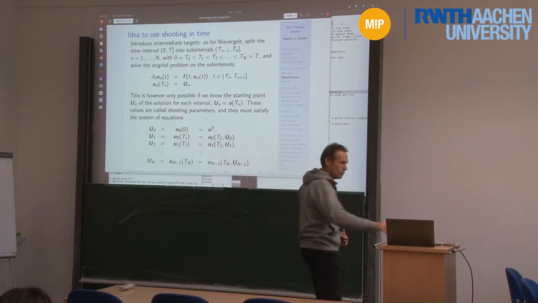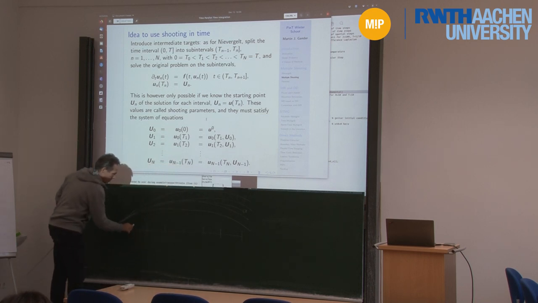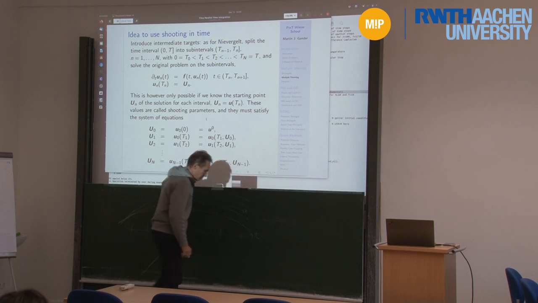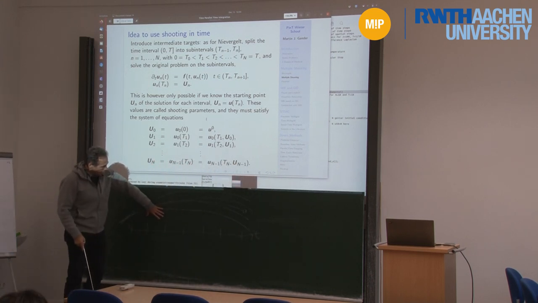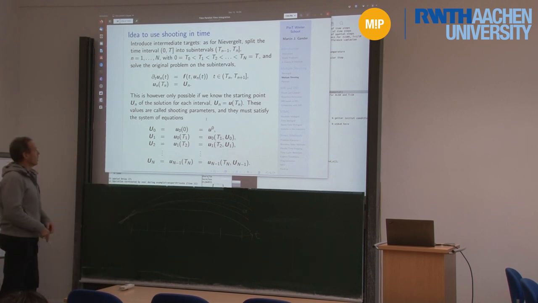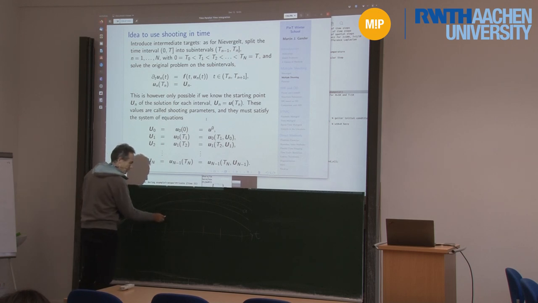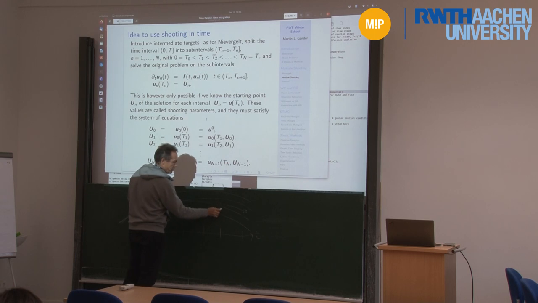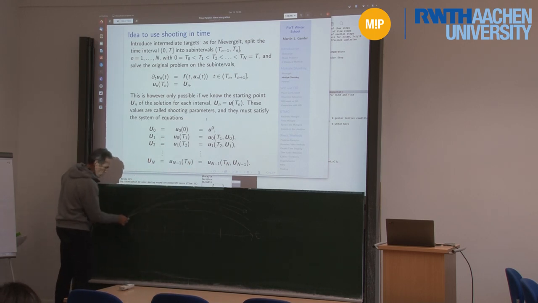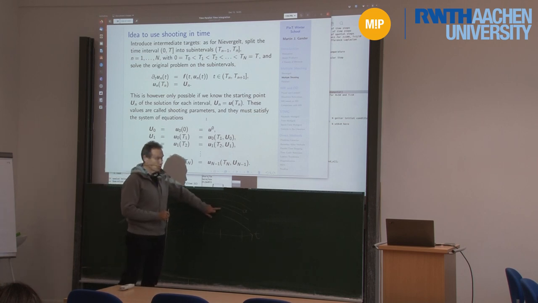So what you do is you introduce many subintervals in time. So this is now the time direction. And you pose the problem on each time interval. And you need to patch these solutions together somehow. So how do you patch them together? You say, I don't know where I should start, but I give this a name. So on each interval, I should start at the value capital U_n. I don't know where it is, but I just say on this interval, I start here. On this interval, I start here. On this interval, I start here. Here, actually, I know where to start on the first one because I have my initial condition. So these are the unknown variables, and they're called shooting parameters.